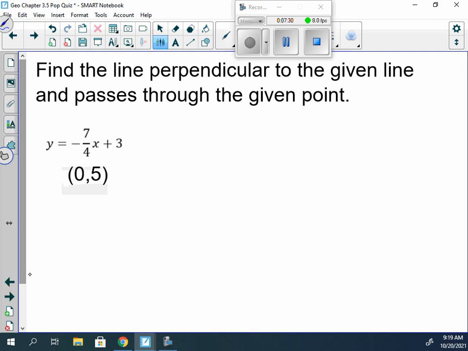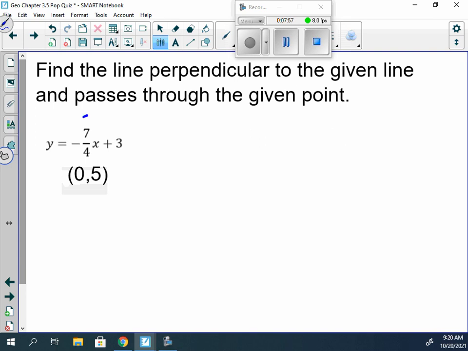Do perpendicular lines have the same slope? No, because perpendicular means that they're going to intersect at a right angle. Now there is a trick with the slopes that we can actually figure out. Y'all remember? Opposite reciprocal. We change the sign and flip it.